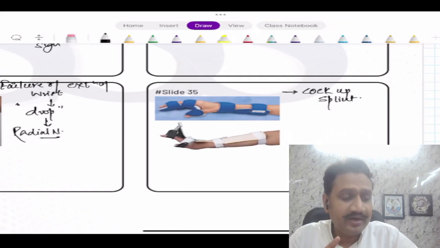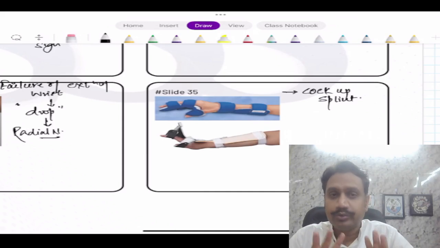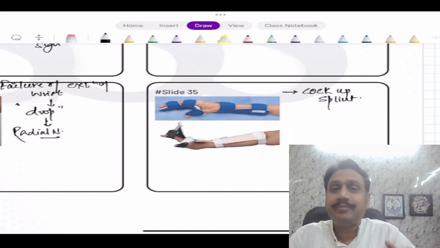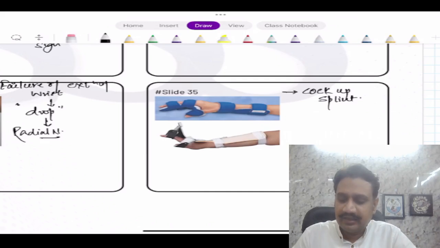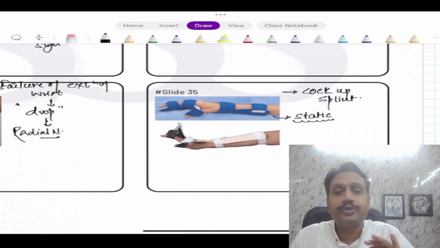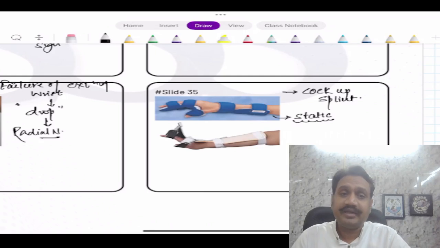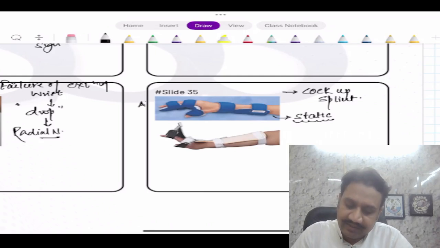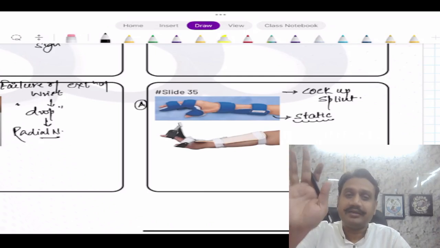Now, one very, very important thing which I want to clarify here is, any splint that you use for any problem, splints can be of two types. Either it can be a static splint, or it can be a dynamic splint, right? What is the difference? Static splint means like this, which is going to keep the limb in a fixed position. Like the first one, if I put it as image A, it is a static splint like this, right?